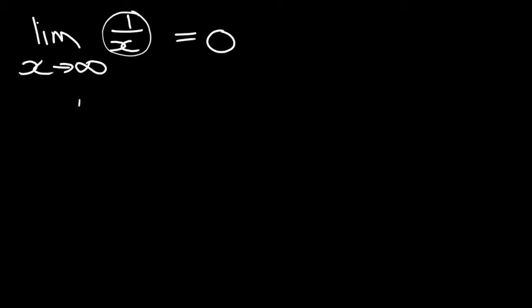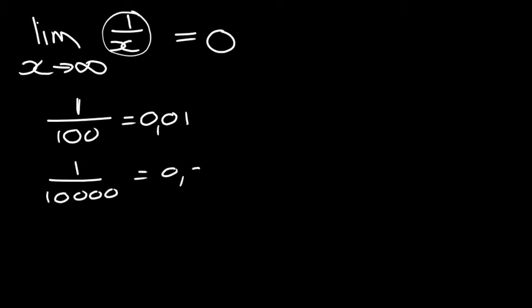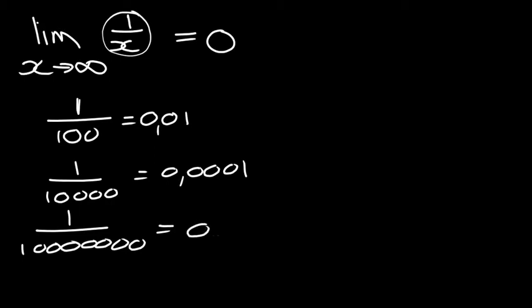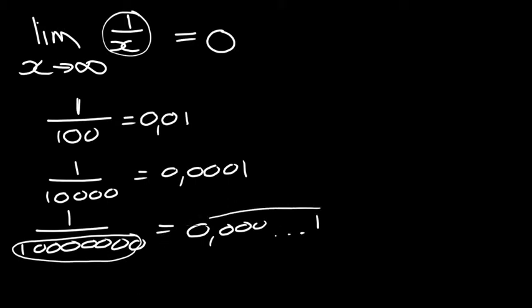Well, you can imagine if you have 1 divided by 100, it is already a very small number. If you say 1 divided by, let's say, 10,000, it's going to be 0,0001. Now you can imagine, let's say this is a very large number, then you have 0,0000 and the 1 there somewhere. So now you can just imagine if this denominator becomes larger and larger and larger, the answer will tend to 0.